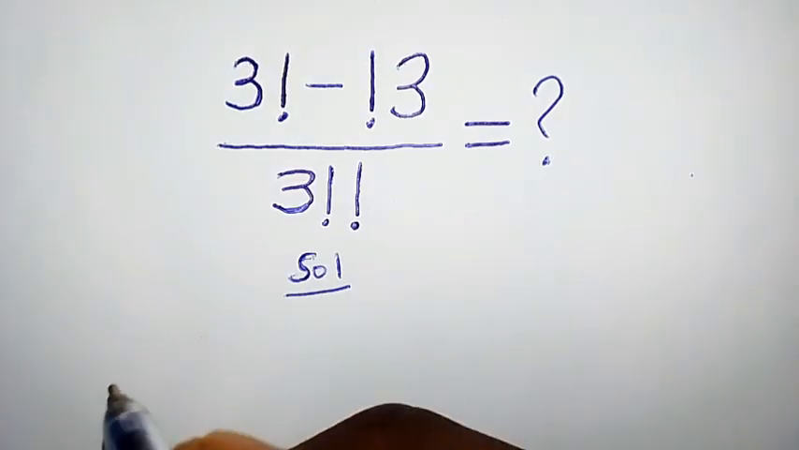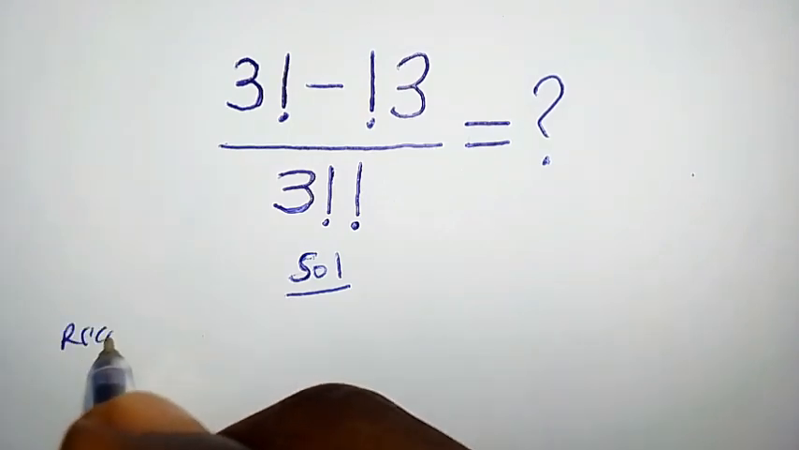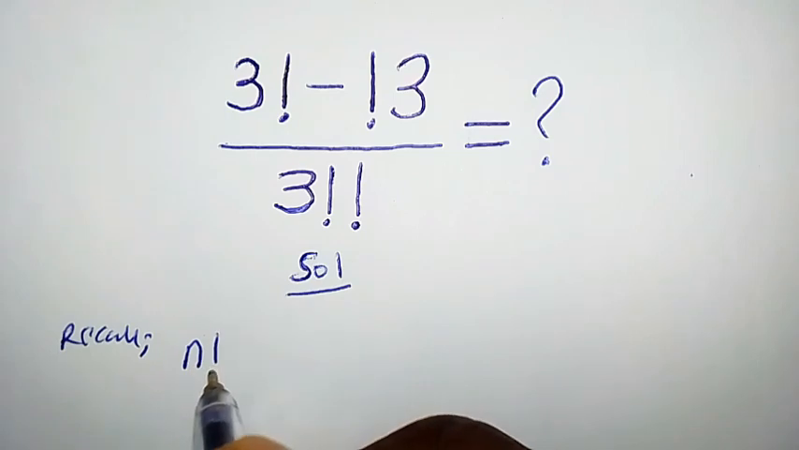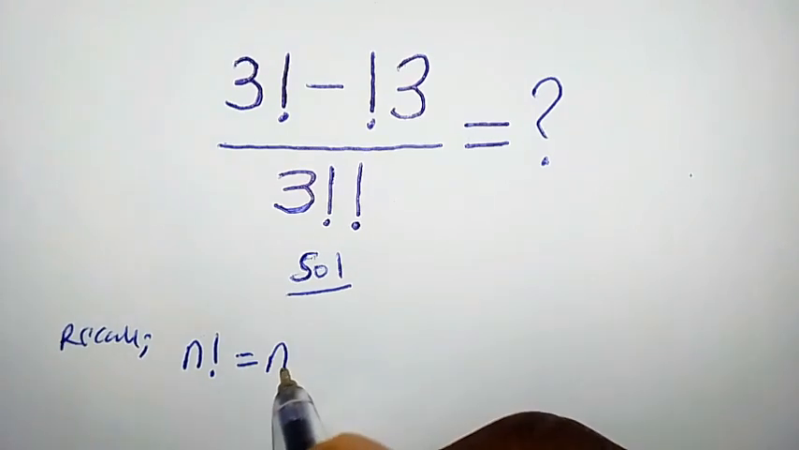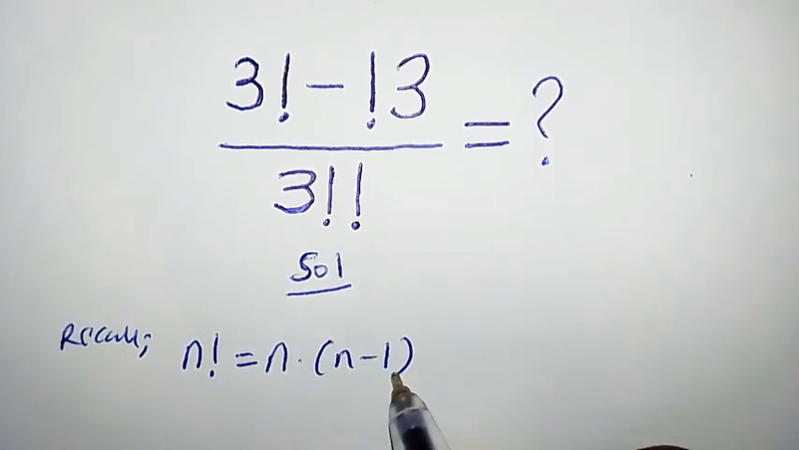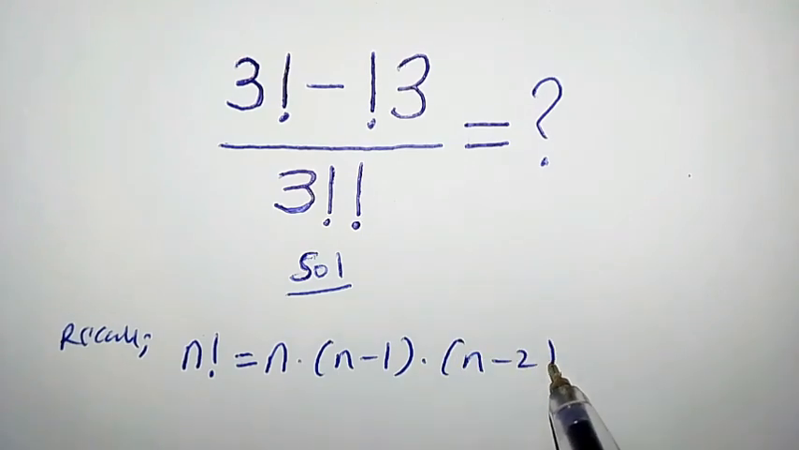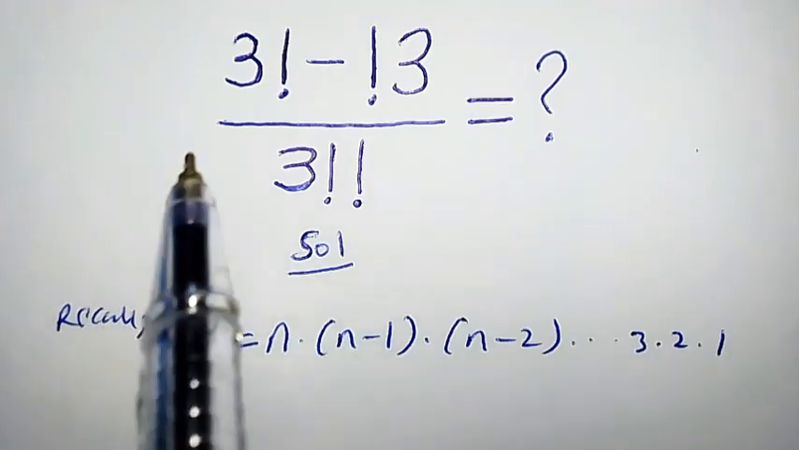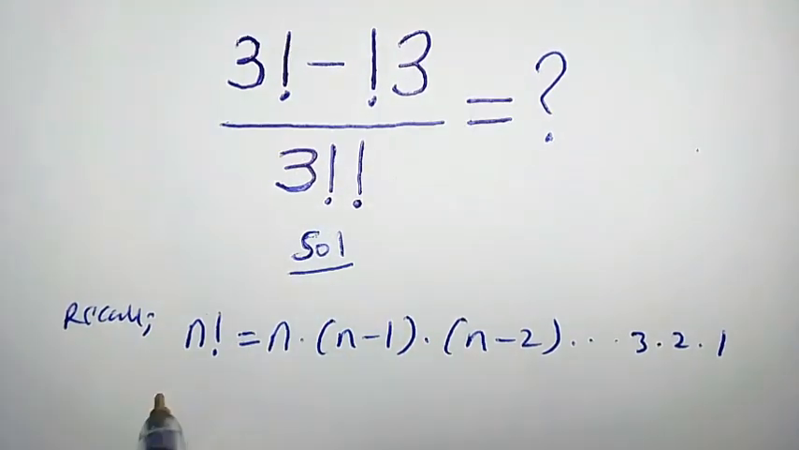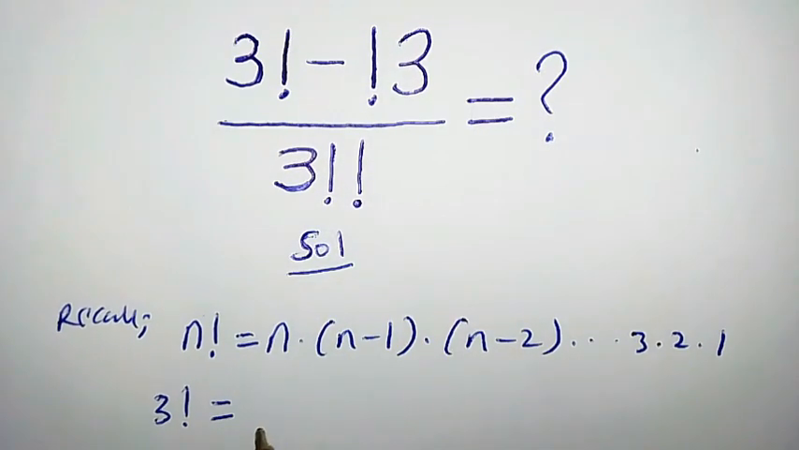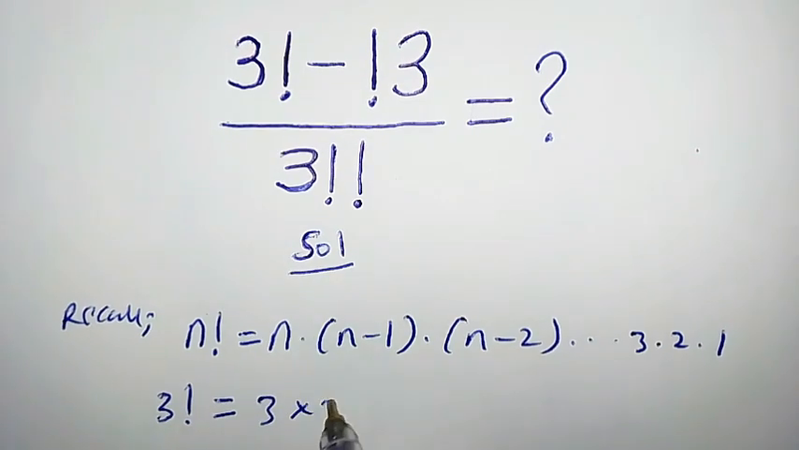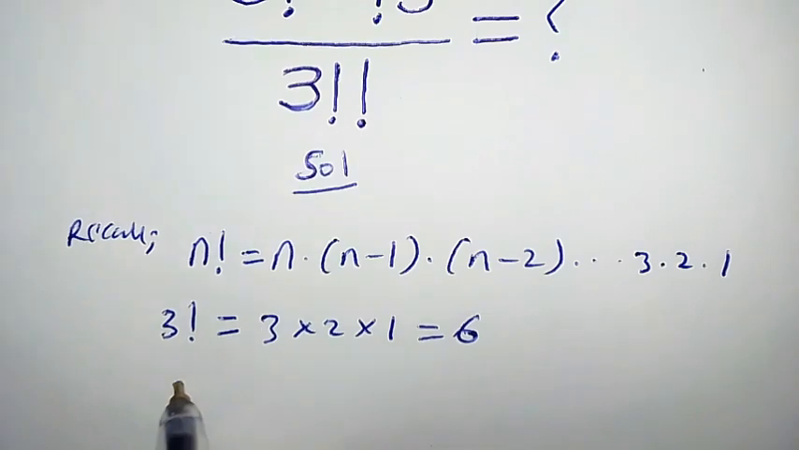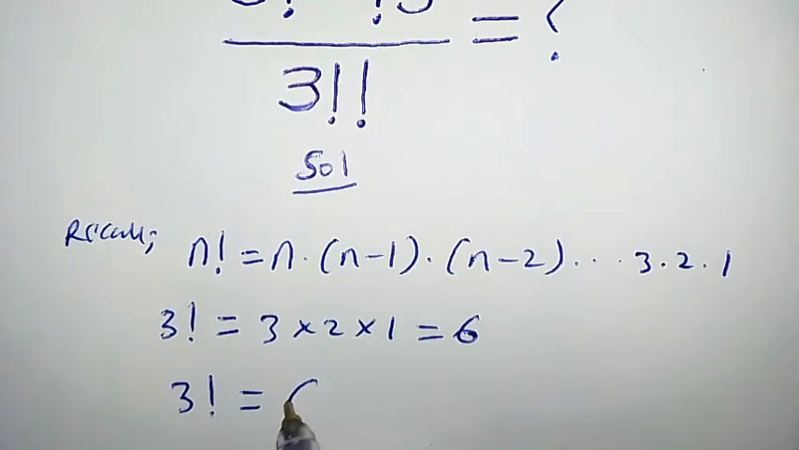3 factorial minus subfactorial of 3 over 3 double factorial is equal to what? Solution. First, recall the factorial formula: n factorial is equal to n times n minus 1 times n minus 2 times on and on like that times 3 times 2 times 1. Let us consider 3 factorial first. This can be written as 3 times 2 times 1, which is equal to 6. That means 3 factorial is simply equal to 6.